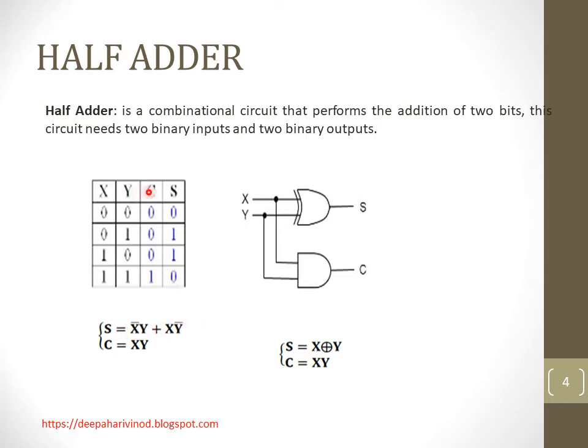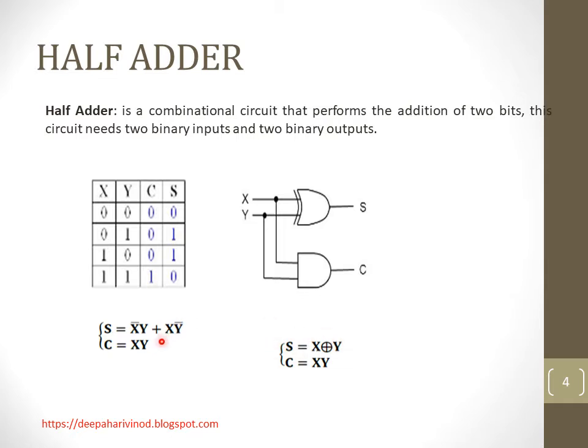In the same way, C is high at only one condition, that is the last condition. What is the corresponding literal? That is X Y. When the literals are in this manner, we write it as a dot product, and when the output is high for more than one condition, then we OR them together. That's why it is plus here, and in between the literals we have the dot. So for the sum, X bar Y plus X Y bar can be written as X XOR Y. That is the equation for sum.